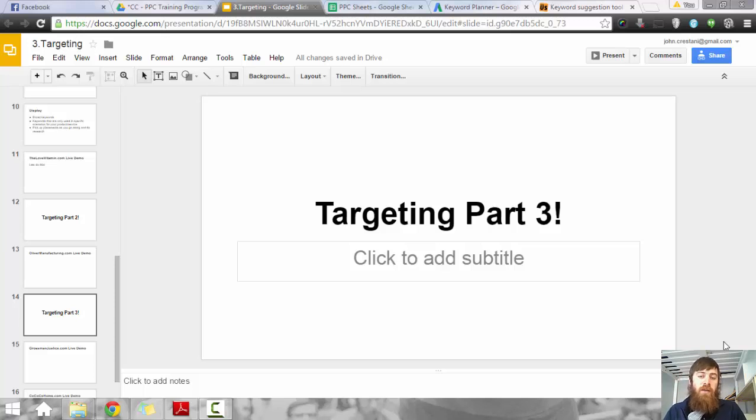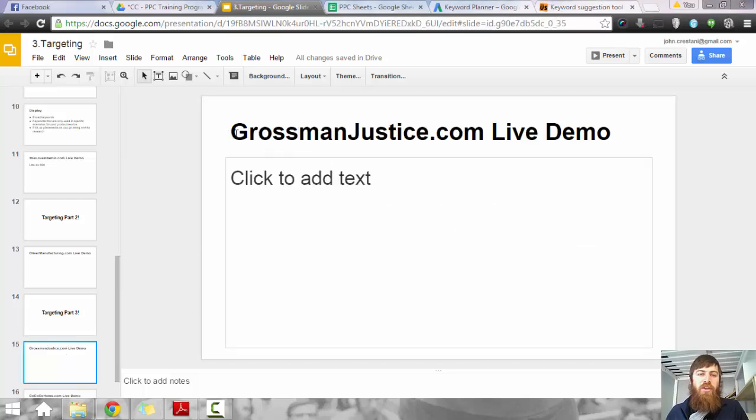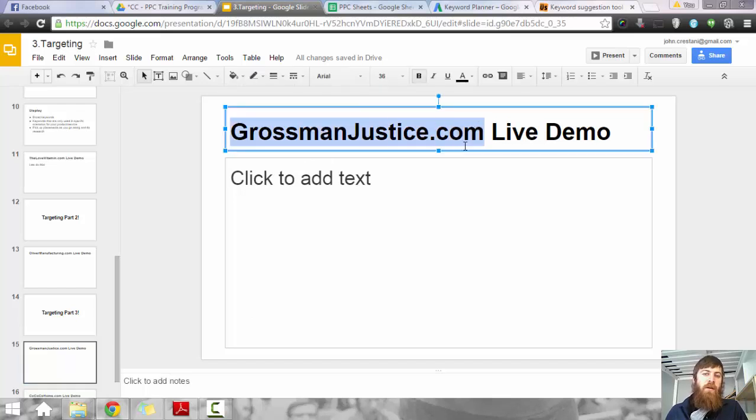Basically, in this section, we just finished going over Oliver Manufacturing, and we'll start talking about how to do keyword targeting for GrossmanJustice.com. So if you didn't, hopefully you're watching all three of these, just to get an idea of how to target keywords in different cases.